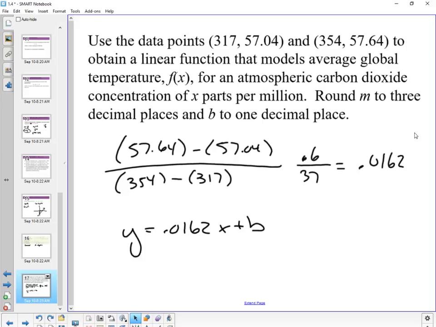How do I get b? Plug it in. Plug what in? The points. What point? The x and the y. Which one? Either one. So pick one. Does it matter which one? No. You'll get the same thing. So I'm going to pick the smaller values. Well, I did that wrong, didn't I? 57.04, and this should be the 317, plus b. So once you find that for b, plug it back, you're good to go. Questions there? Good.